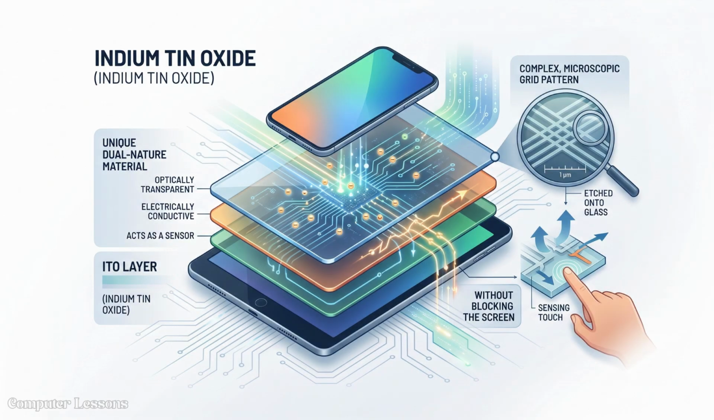The magic material that makes this possible is Indium Tin Oxide, or ITO. This unique substance is both optically transparent and electrically conductive, allowing it to act as a sensor without blocking the screen. It is etched onto the glass in a complex microscopic grid pattern.